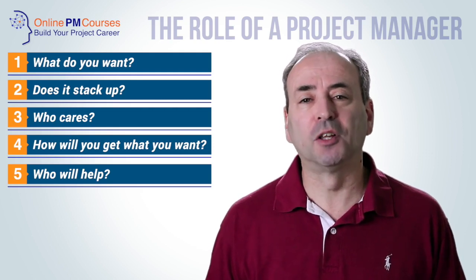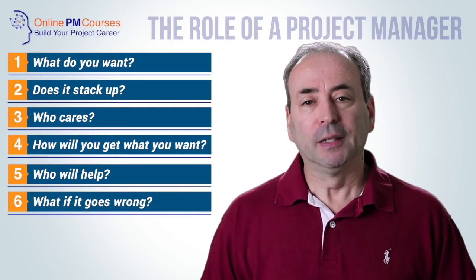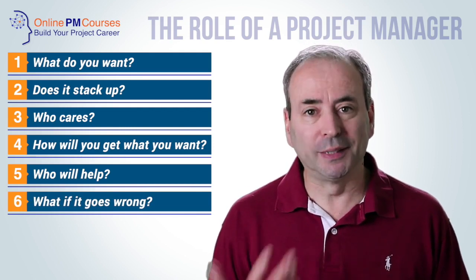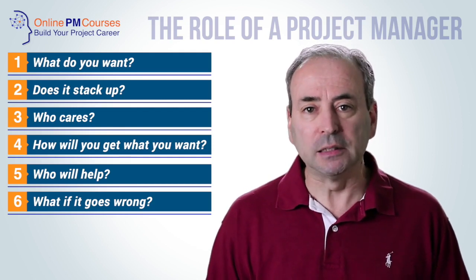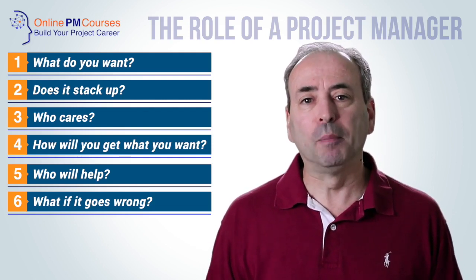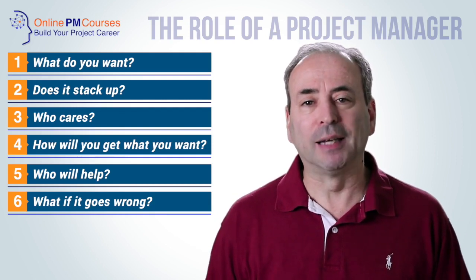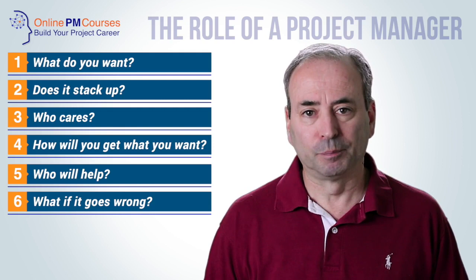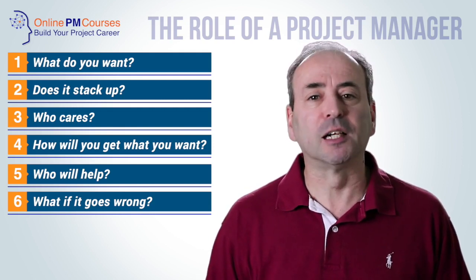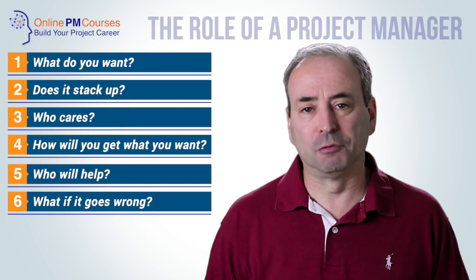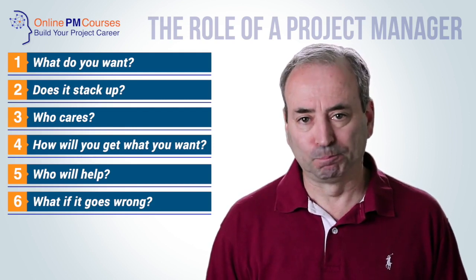Step 6 is to answer the question, what if it goes wrong? This is about risk management. So here your responsibility is to identify risks, to understand and quantify their implications, and to start to put in place appropriate strategies and plans to manage those risks down. You'll be looking at contingency planning, risk reduction, transfer of risks, and all of the other strategies that you'll need.